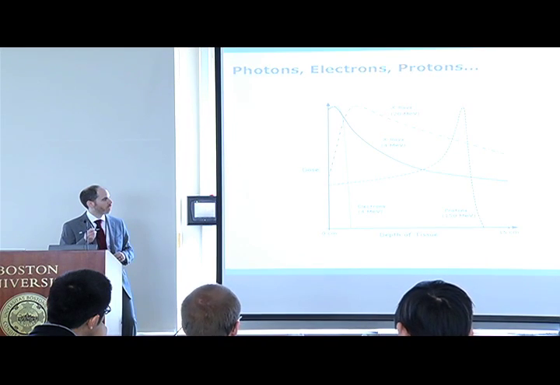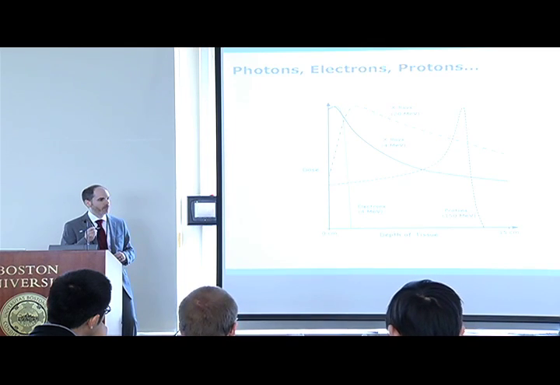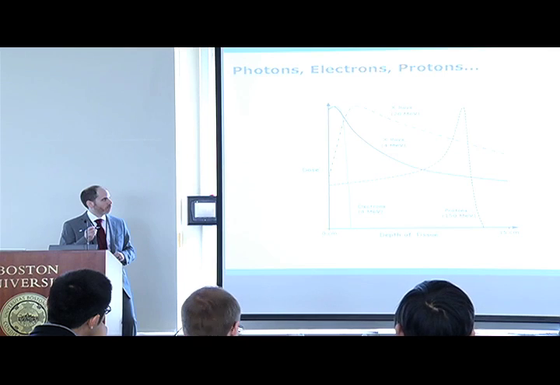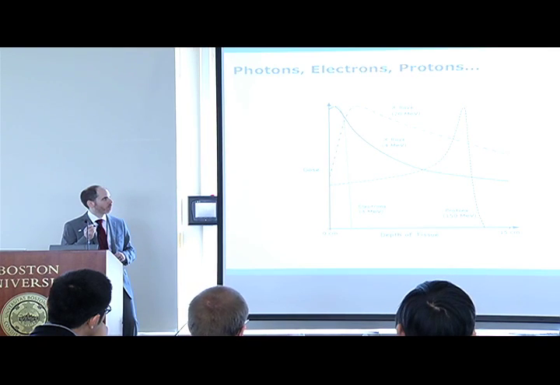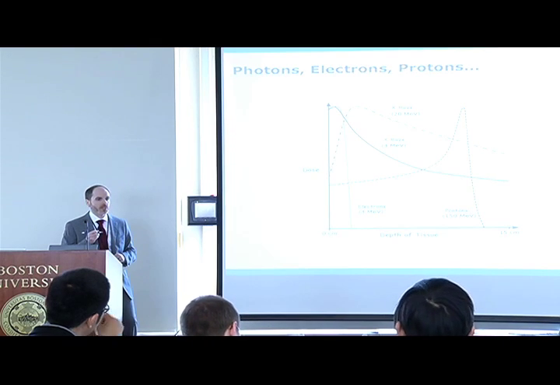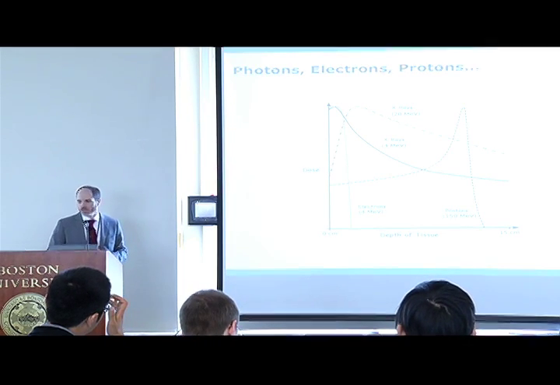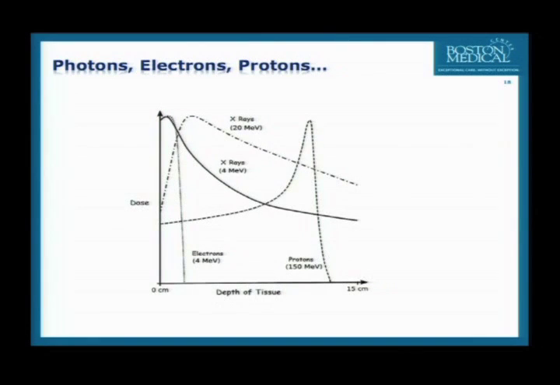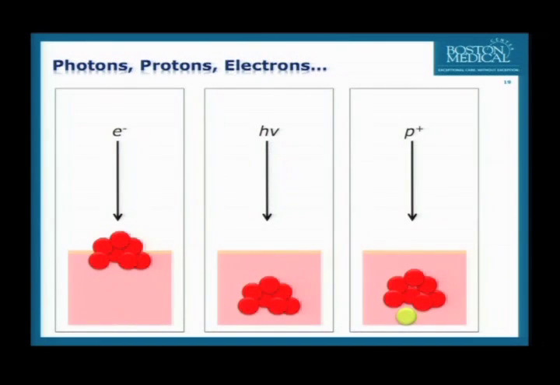Protons are unique in that the surface dose is extremely low, the dose stays low, and then there's a peak where you get all of the deposition of energy, and then they essentially stop. And this is called the Bragg peak. For those of you who've taken physics, you've probably heard of that. So graphically, this is what it looks like.